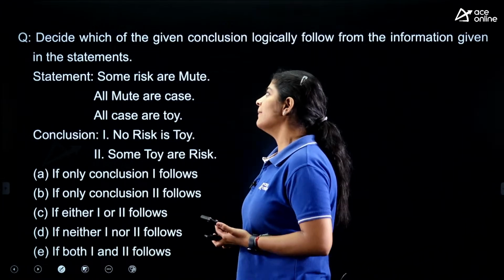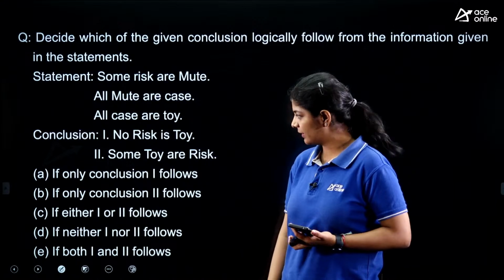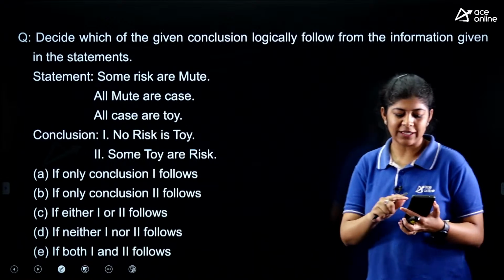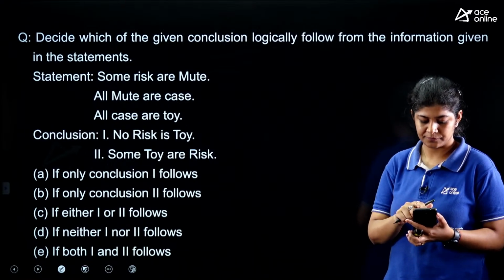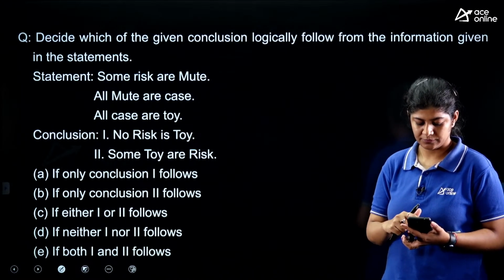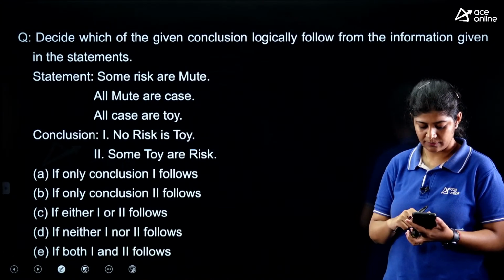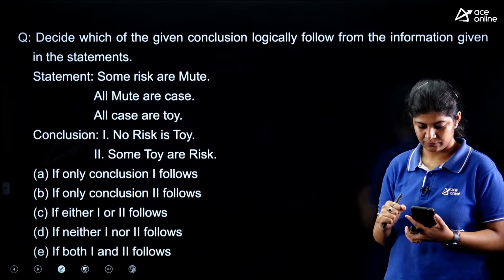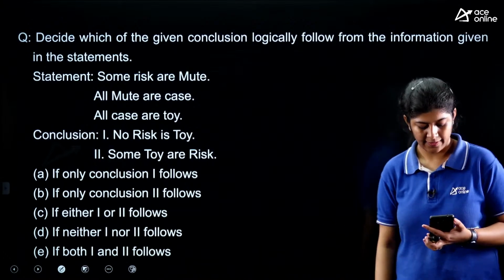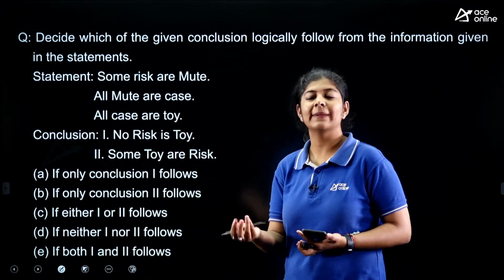Okay. Some risks are mute, all mute are case, all case are toy. And according to these statements, we need to check these two conclusions. So what answer are we getting? Any one of you in the comment section? What answer are we getting for this one? Again, what we have to do? First, we have to draw the basic diagram.